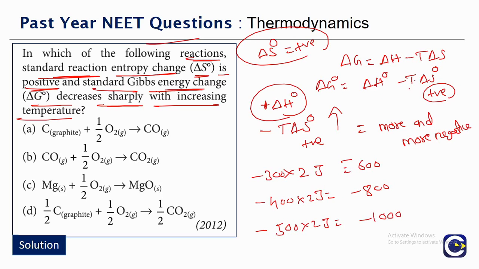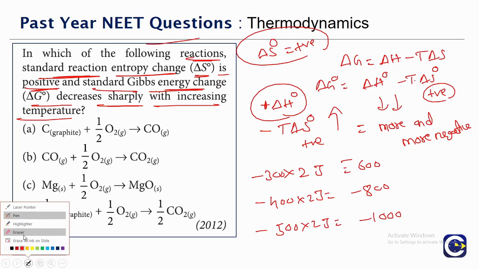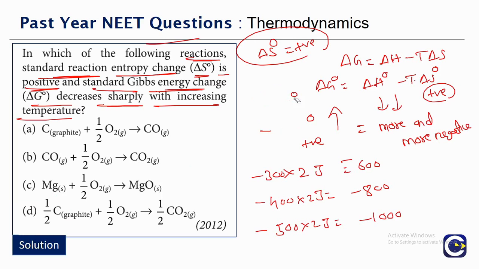The second term becoming negative means what? The del G value will keep on decreasing, right? The del G value will keep on decreasing, which means the condition they are asking is that the delta S value should be what? Positive. If delta S is positive, then you know what it means? The del G value will be decreasing sharply with increasing temperature. Okay? Now we got our situation.